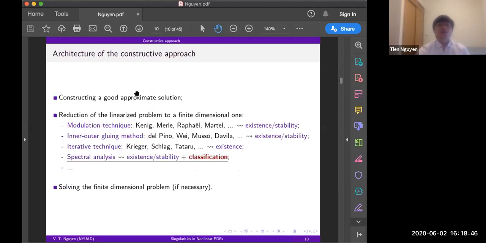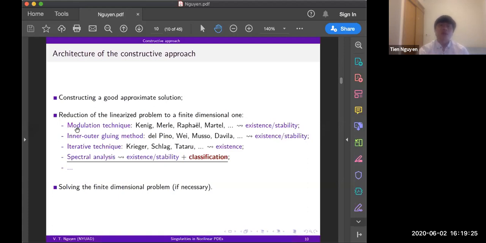Okay, so let me mention quickly how the constructive approach works. For the constructive approach, we can set it up in two steps. The first one, we need to find a good approximate solution of the model. Then the natural step is to linearize around this good approximate solution, and we need to control the remainder, which is the infinite dimensional problem. To control the remainder, up to my knowledge, as of now we have at least four techniques to do that.